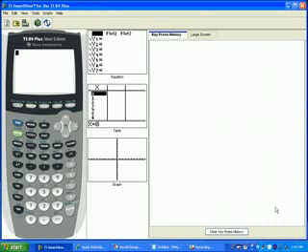So get out your packet that says Transformations with Technology. We've been talking about function notation as a packet.